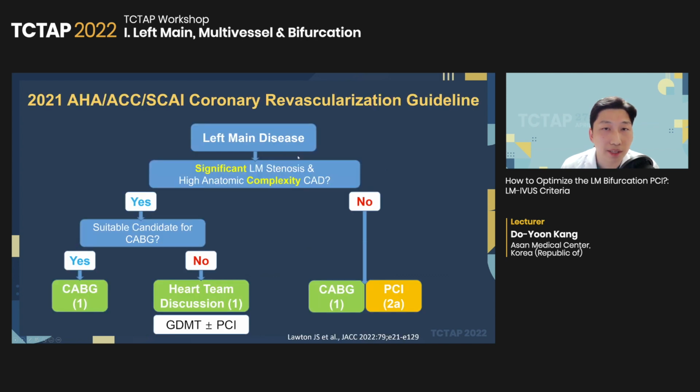The recent US guideline for coronary revascularization recommends that if left main disease is significant and high anatomic complexity is shown, then CABG is recommended as class 1. And if it is not suitable for CABG, after heart team discussion, GDMT or PCI can be done. If the disease is not so significant and not so high anatomic complexity, then CABG and PCI are recommended.